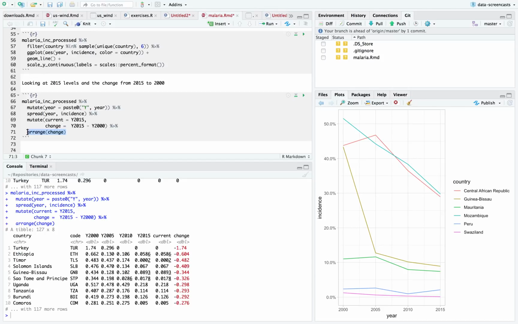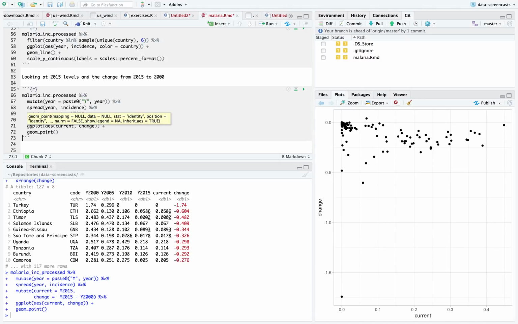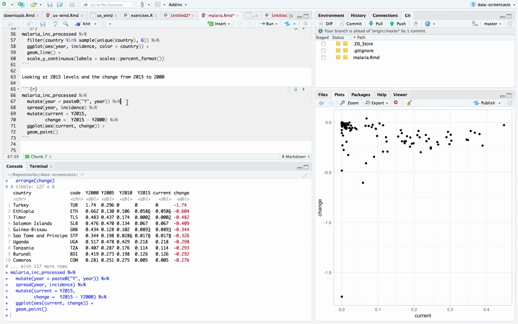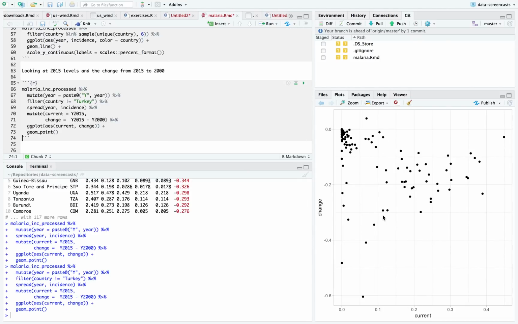So I could graph this. I think what I would do would be to put the current on the x-axis and the change on the y-axis. This is a very popular kind of plot, sometimes called a Bland-Altman plot. And I'm going to filter out Turkey because I'm not sure how to understand it yet. It's definitely skewing my graph a little bit. One thing we can observe is that you can't drop by a lot unless you have a fairly low current rate. And we have this cluster of countries that have never been that high in malaria.